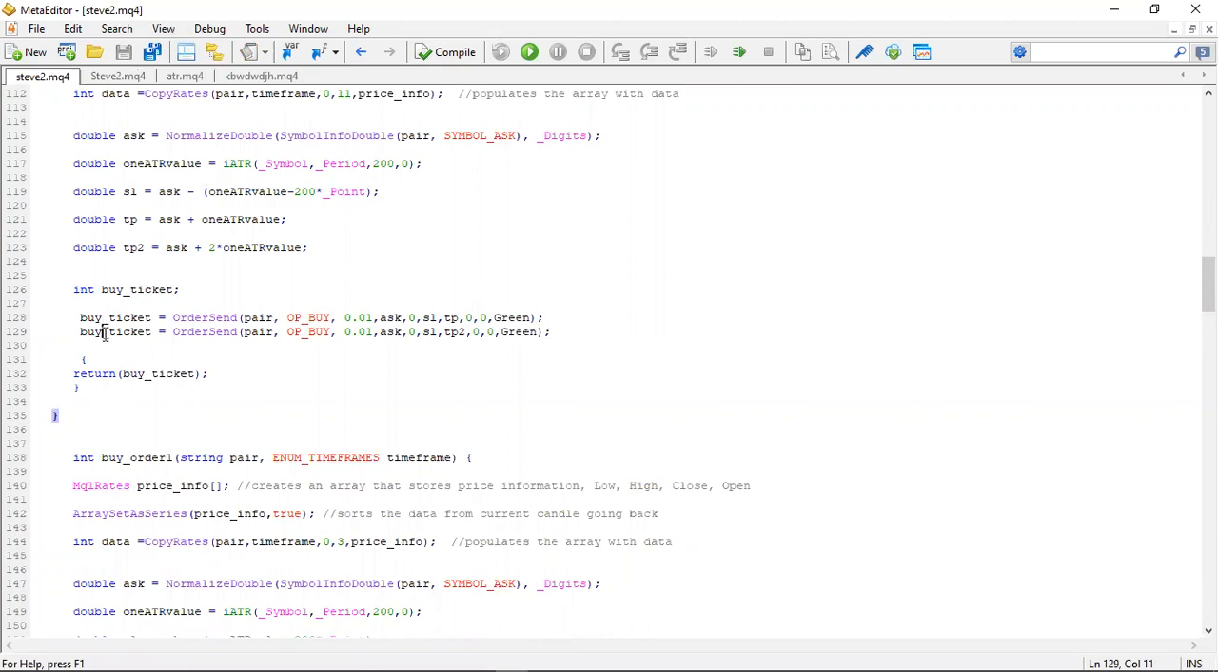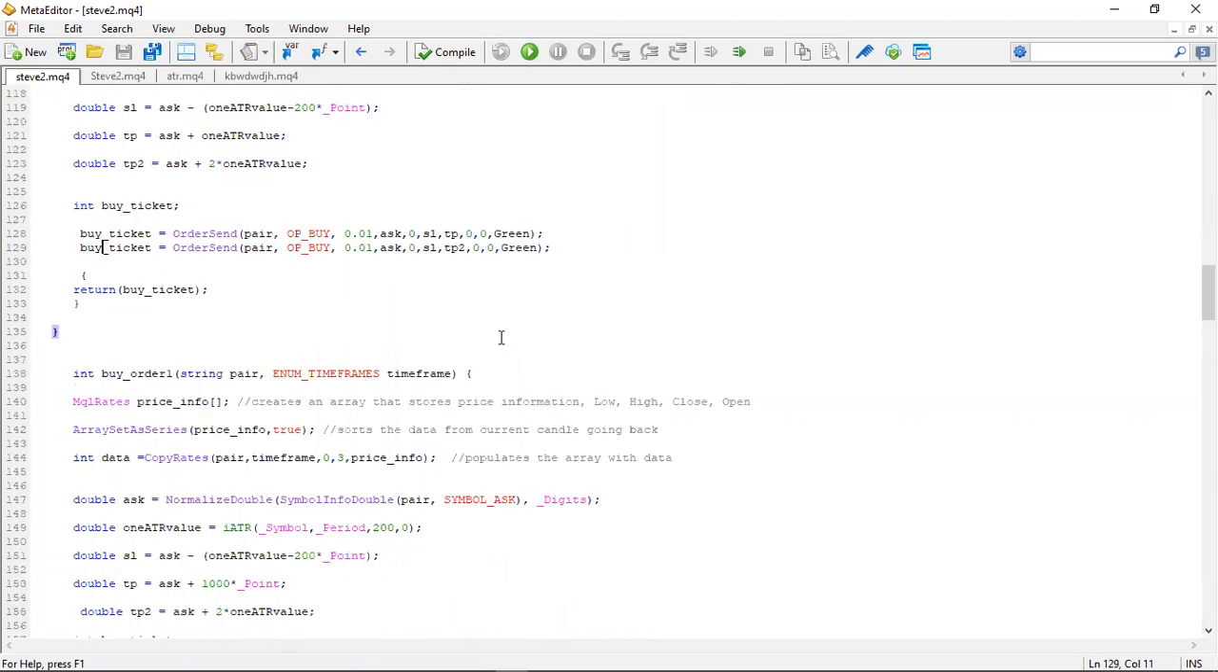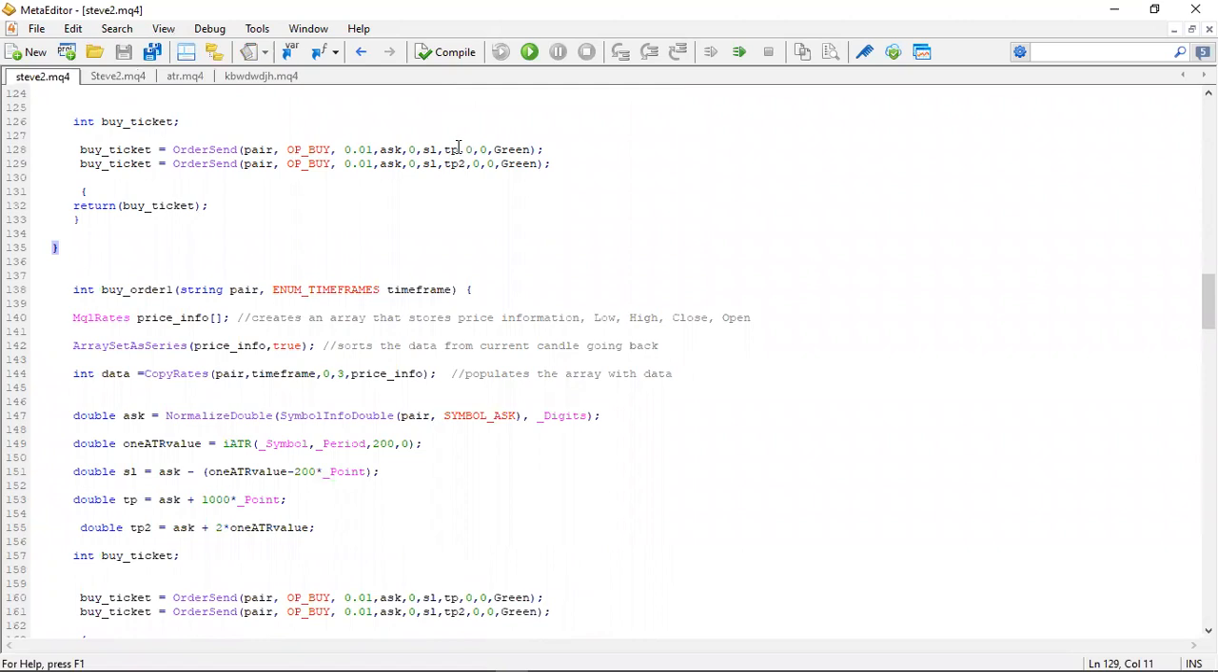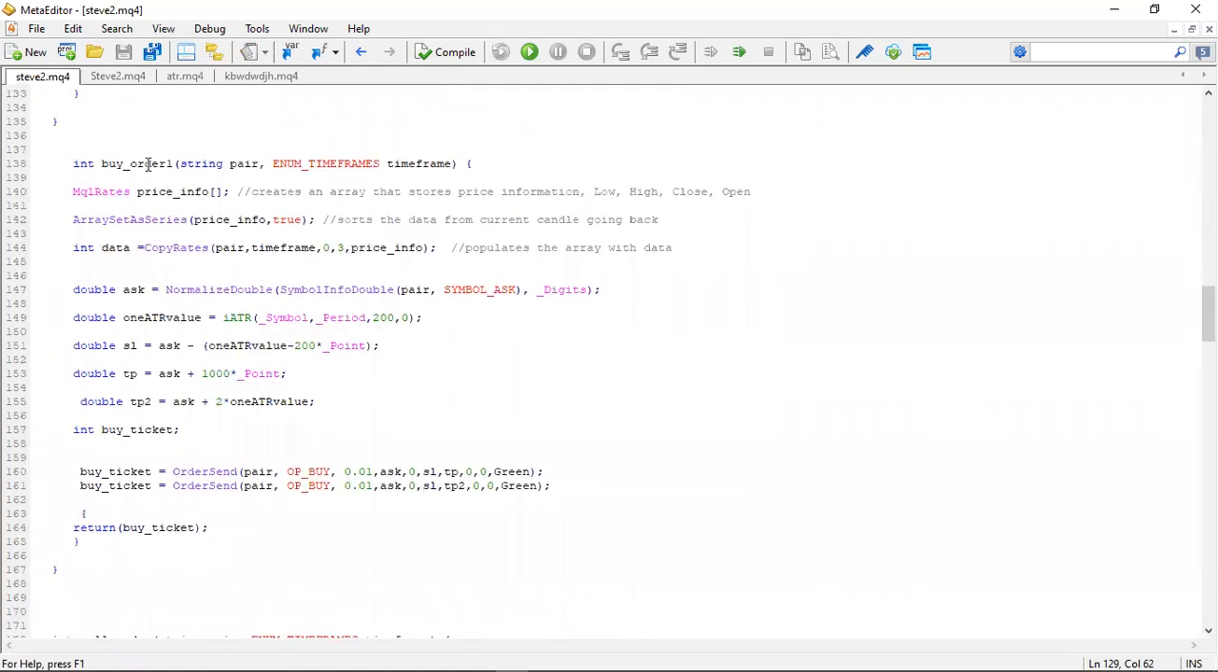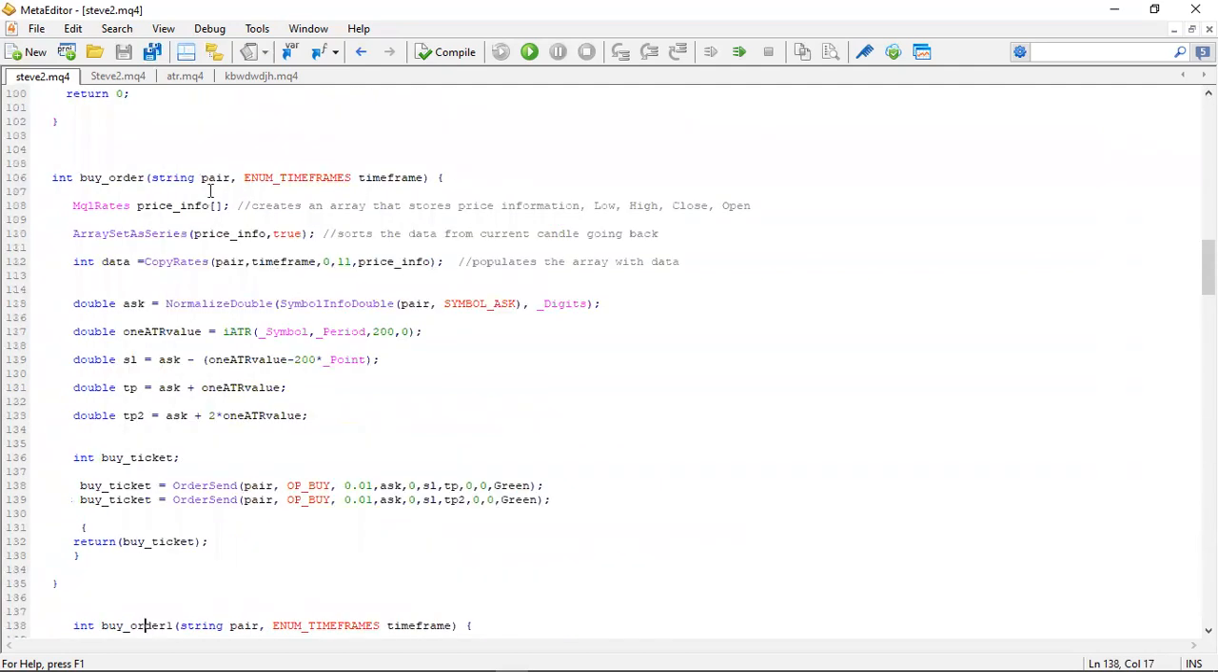If it's buying, we are buying 2 orders at the same time. So that's what we are developing. For the TP1, we said 1 ATR value, TP2, 2 ATR values. That is buy. But remember, if your trade is more than 100 pips, that's why you are putting this first buy.